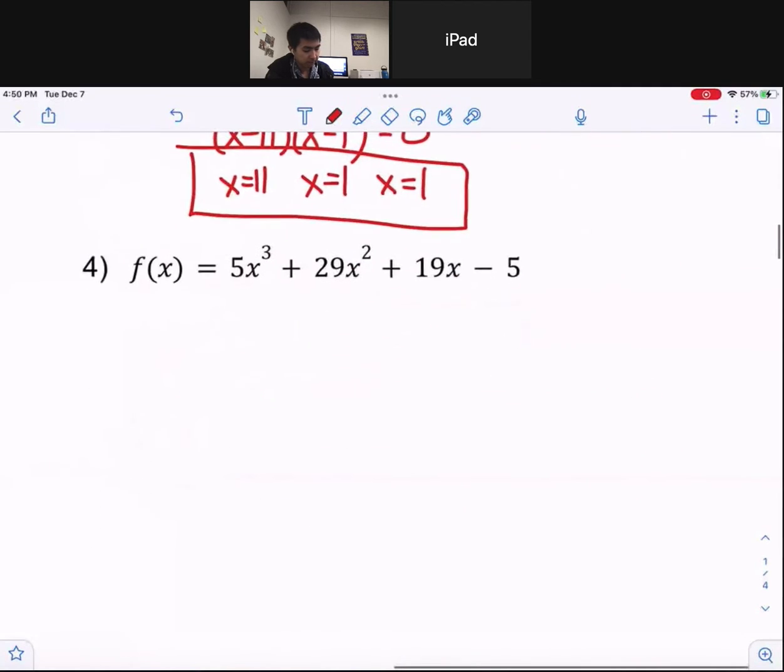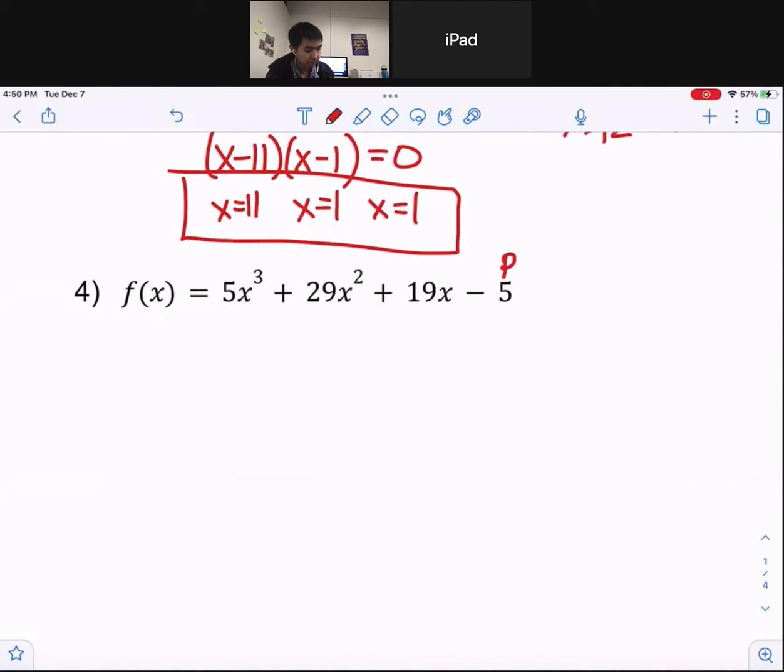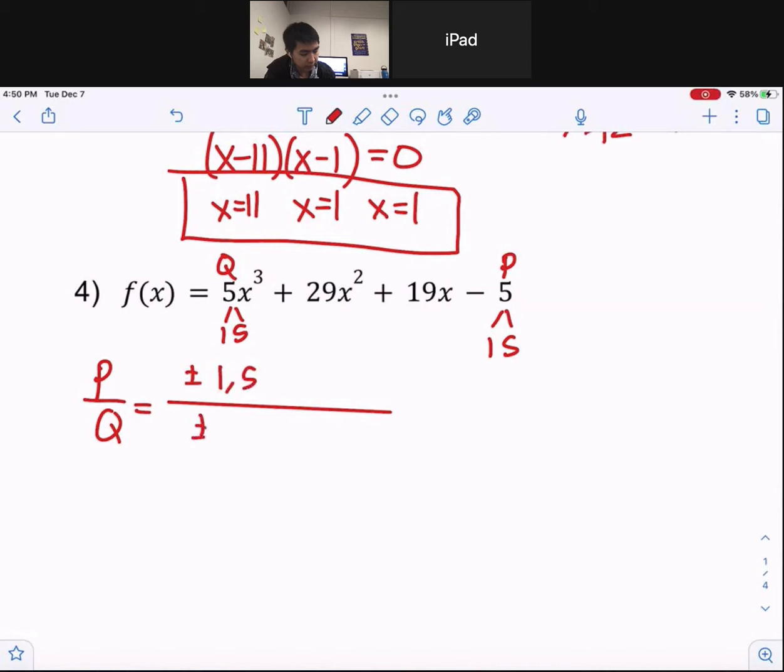Number 4. Okay, here's your p. Here's your q. Factors of 5, 1 and 5. Factors of -5, 1 and 5. So when you do your p over q, it's going to be plus and minus 1 and 5 over plus and minus 1 and 5.